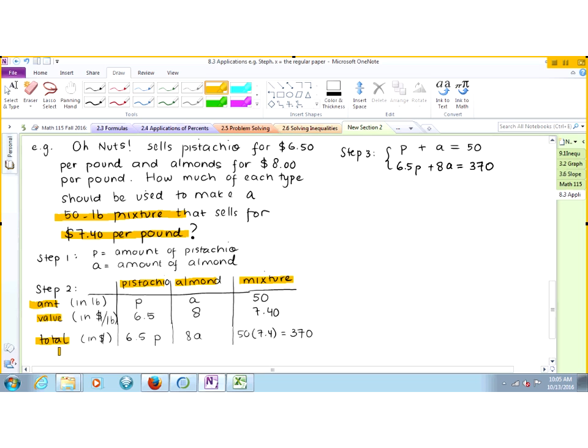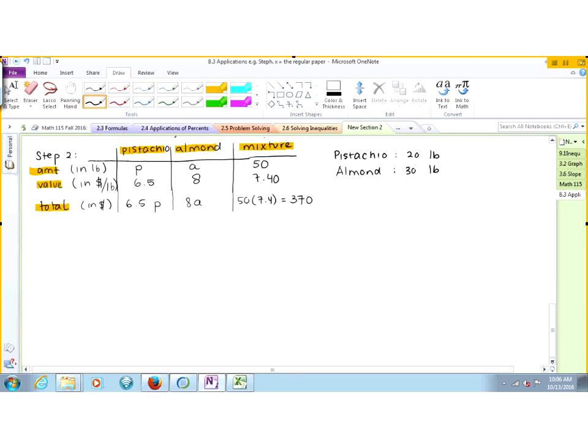We still have 5 minutes. Should we solve this, or let's just set up a new one? How about that? No, I think you could solve it, right? Substitution, elimination. No, let's do another one. I think you could try solving it. So the answer is pistachio. Well, that's your job. Pistachio is 20 pounds and almonds is 30 pounds. So if you can't solve it, you need to go to SI today or tomorrow.